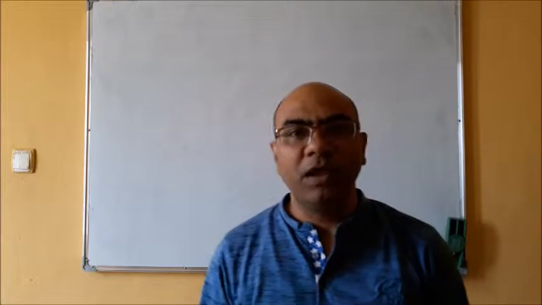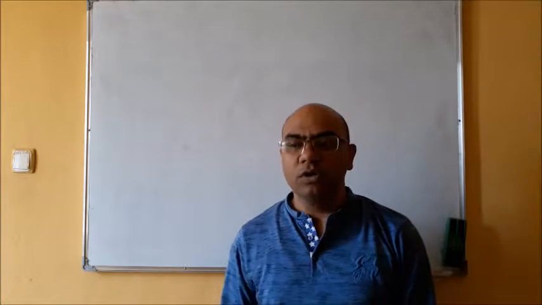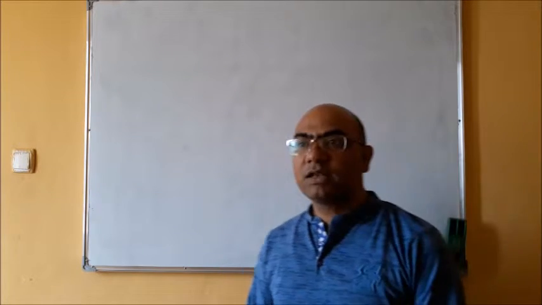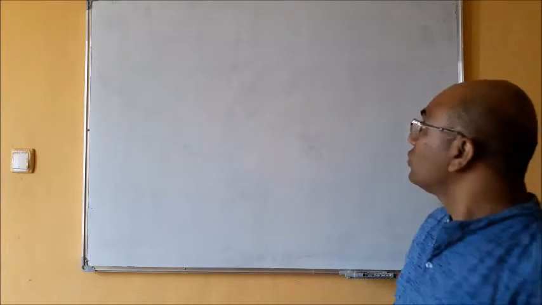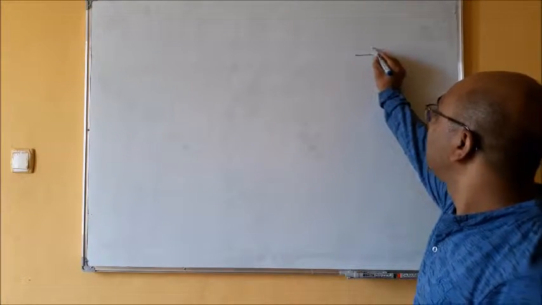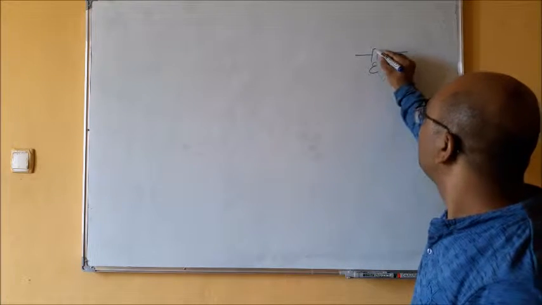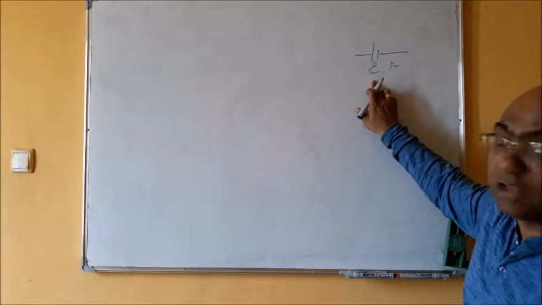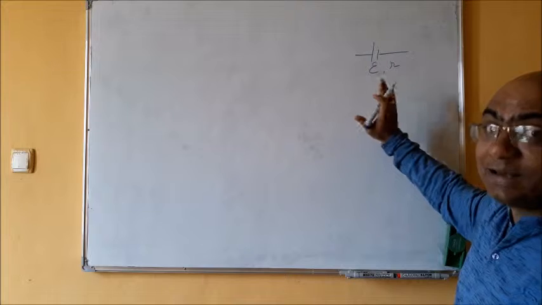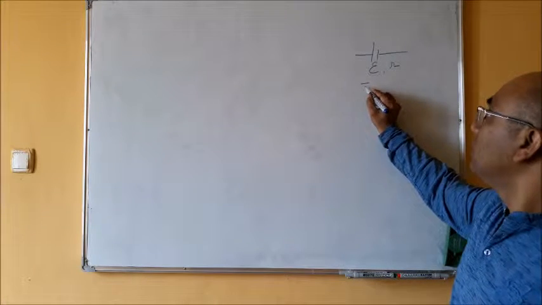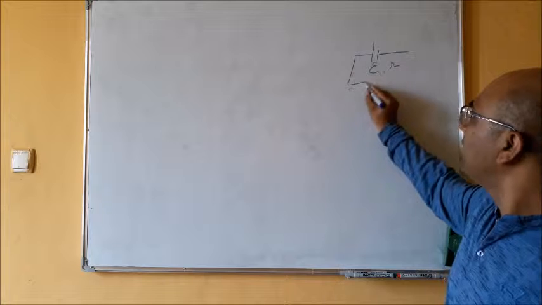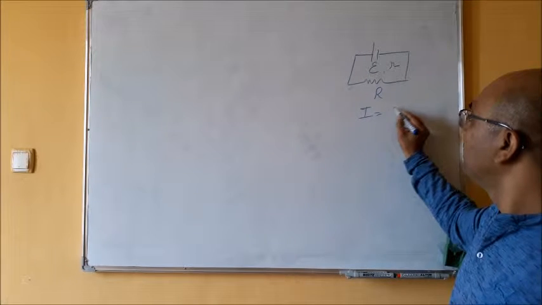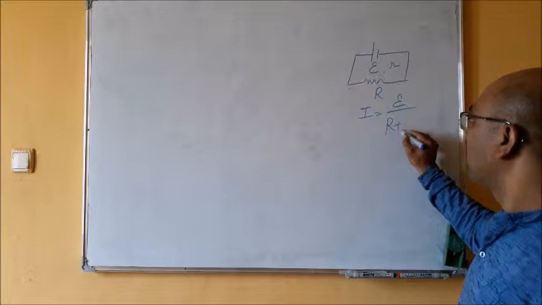I am Dr. Nitin Kumar Saxena. In my previous video, I discussed with you the concept of EMF of any cell. If we are talking about any cell, it is normally represented like this, which has one plate bigger and another smaller. Its EMF is given by value E and internal resistance is given by small r. If it is connected with any external resistance R, the current flowing in this circuit is given by E upon R plus r.